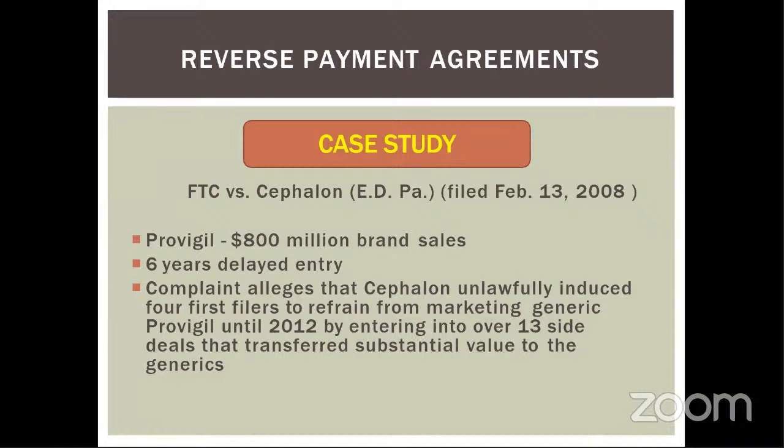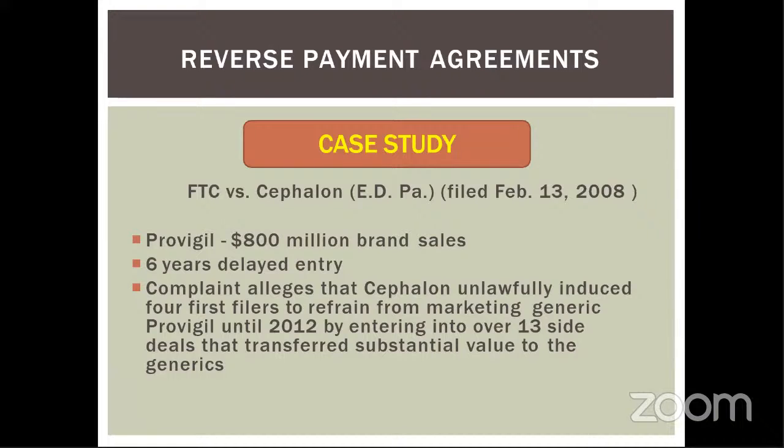$800 million brand sale, but it has taken delayed entry almost 6 years. Why? The complaint alleges that Cephalon unlawfully induced 4 fast fillers to refrain from marketing generic Provigil until 2012 by entering into over 13 side deals that transferred substantial value of the generic. Okay, so that is one case study.